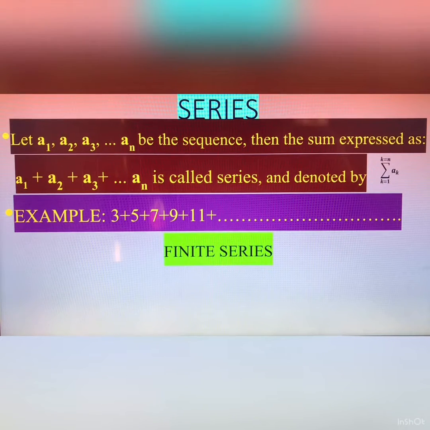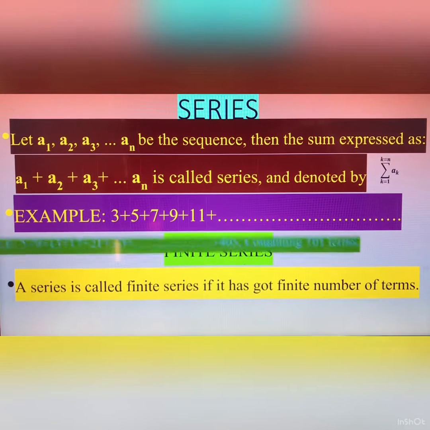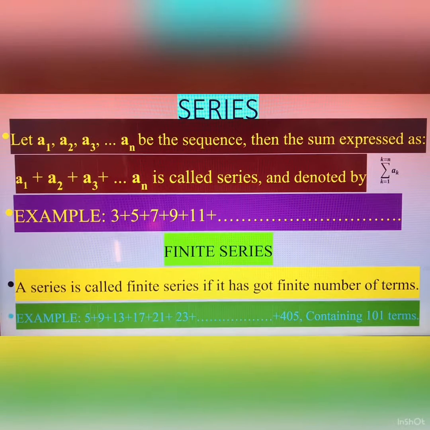Finite series. What do you mean by the finite series? A series is called a finite series if it has a finite number of terms. Means if the number of terms is fixed, then that type of series is called a finite series. For example, 5 plus 9 plus 13 plus 17 plus 21 plus 23 and so on up to 405 containing 101 terms. So this type of series is known as a finite series.